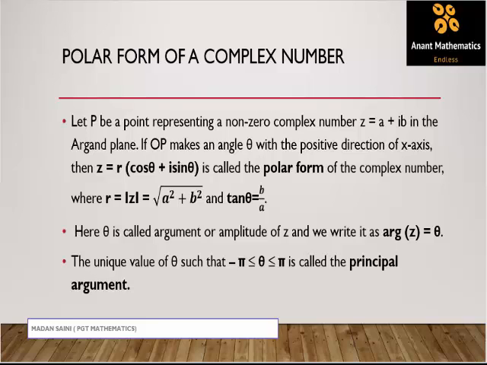One more thing: the unique value of theta such that minus pi is less than theta less than or equal to pi is called the principal argument. It means that if theta lies in the interval from minus pi to pi, then the argument is known as the principal argument.